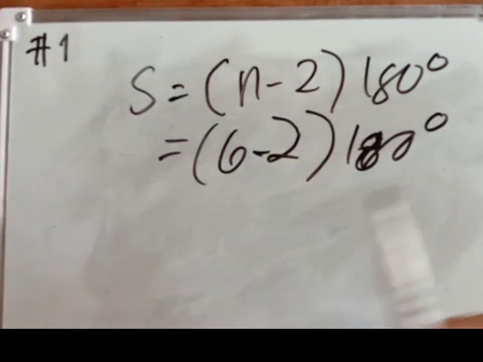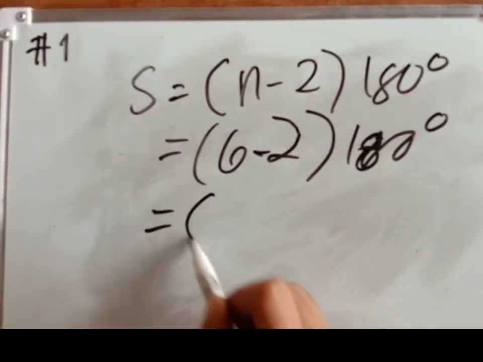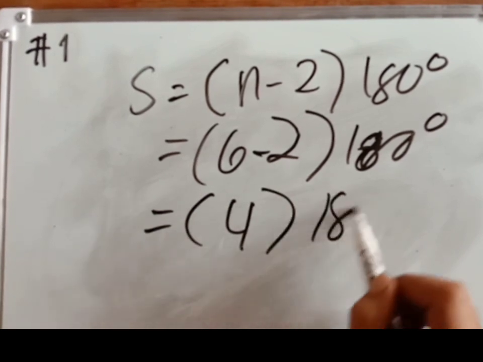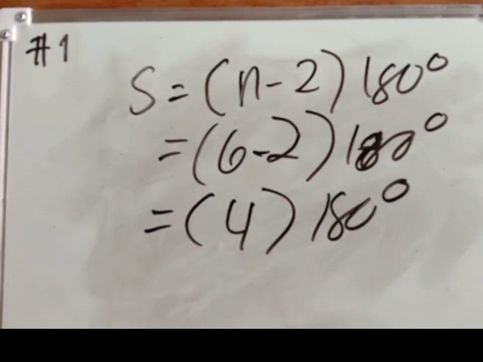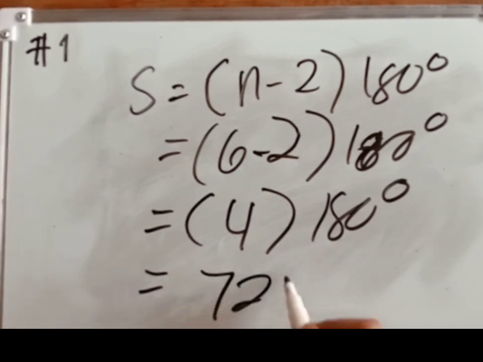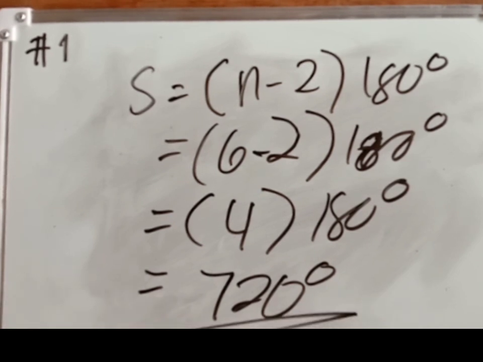180 degrees. 6 minus 2 is 4 multiplied by 180 degrees. 180 degrees multiplied by 4 is equal to 720 degrees. So therefore, the sum of the interior angles of a polygon with 6 sides is 720 degrees.